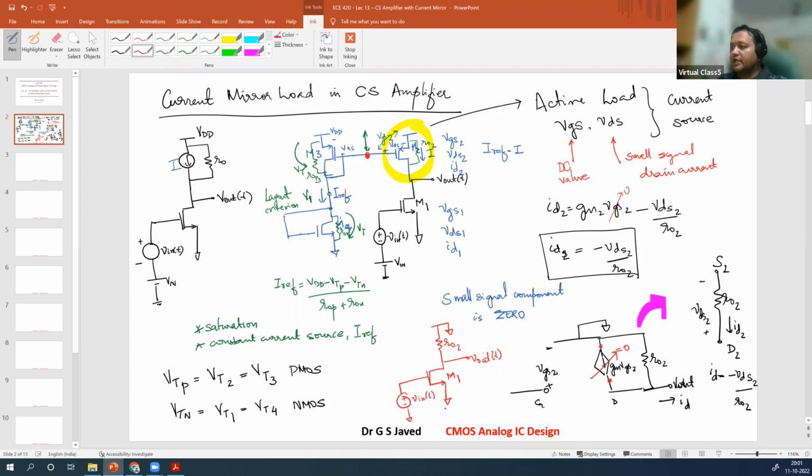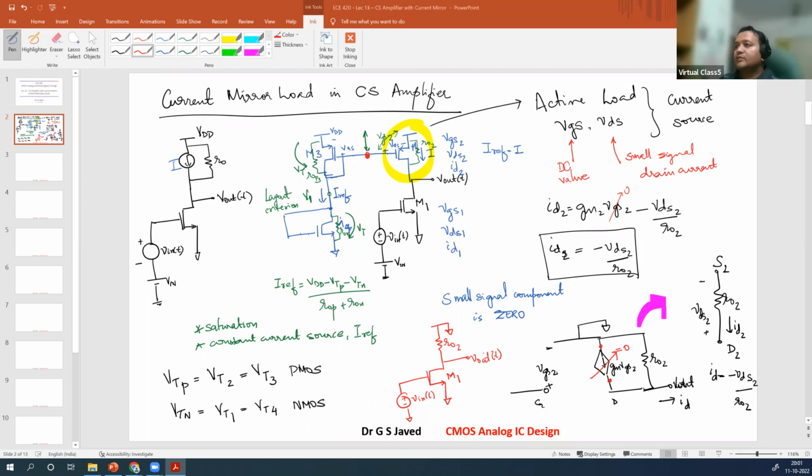So hope this is clear. So this is how this current mirror load and this transistor directs itself into a resistor having a current minus VDS2 by RO2. Hope you've understood. Now, what do you understand from the circuit?